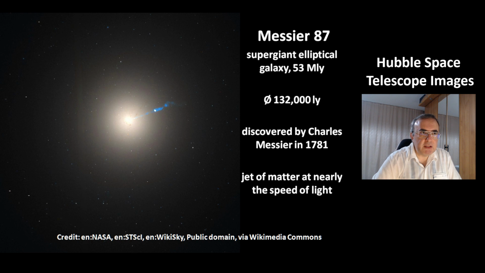This is a picture of the supergiant elliptical galaxy Messier 87 at a distance of 53 million light years. Its diameter is 132,000 light years, so that's 32% bigger than the Milky Way. It was discovered by Charles Messier in 1781, and this blue jet is of matter at nearly the speed of light.